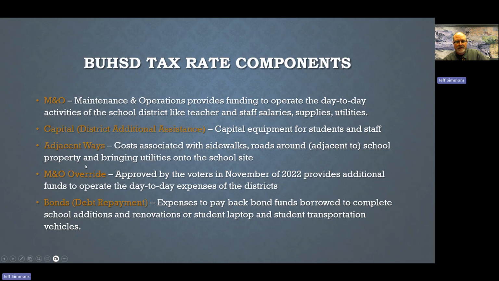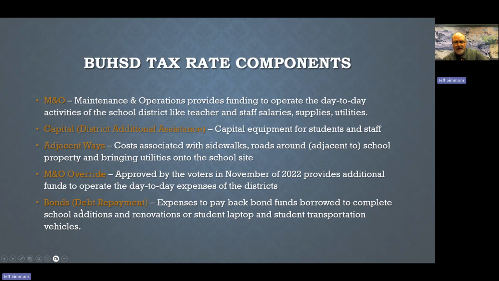And then the other two components are based on voter-approved initiatives. The M&O override was approved by the voters back in November of 2022, and it provides additional funds beyond what the state formula allows. And the community can vote to allow us to exceed that state formula by up to 10%. And the voters approved that in November of 2022.